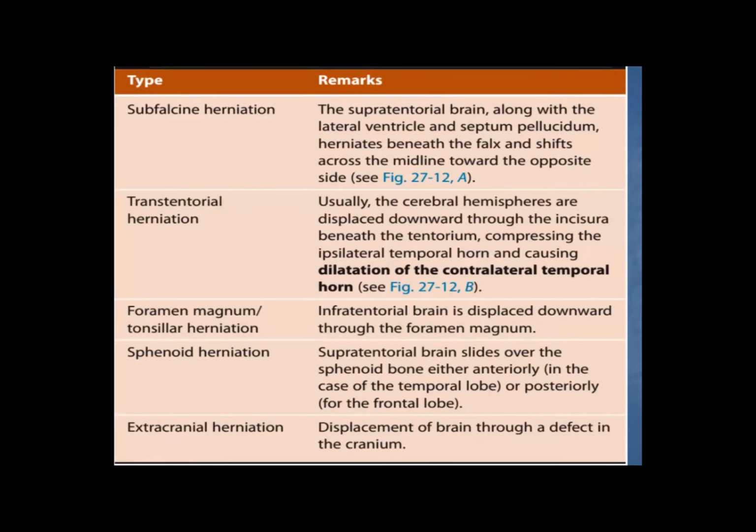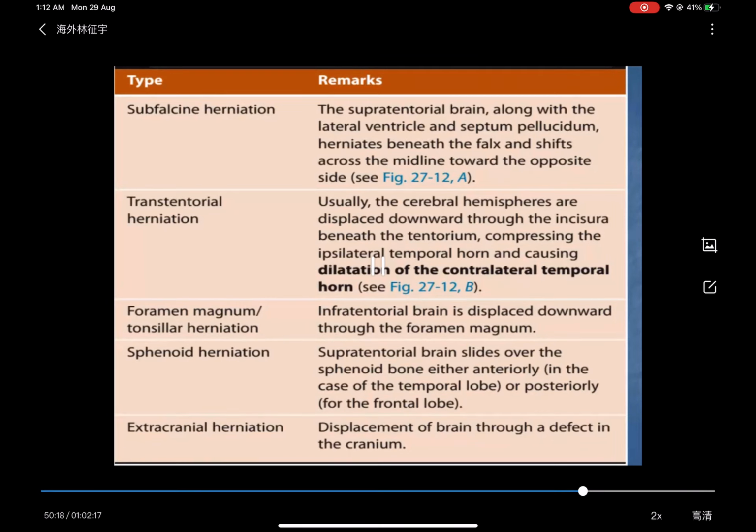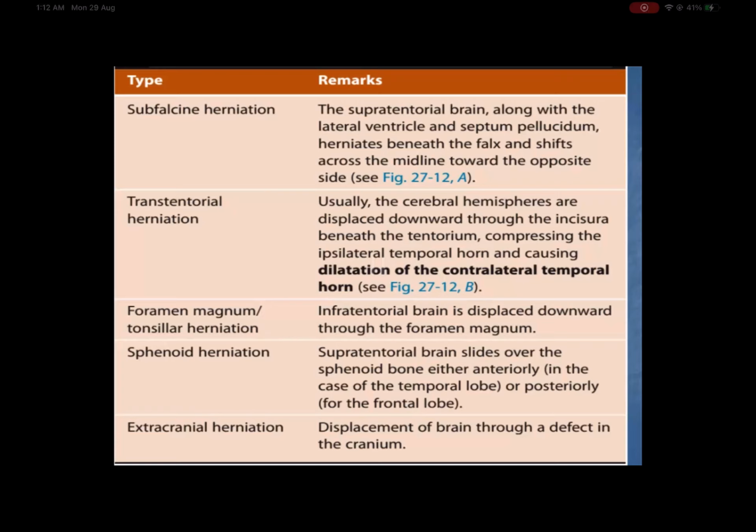The type of hernia is subfalcine herniation. The supratentorial gland, along with the lateral ventricle and the septum pellucidum, herniates beneath the falx and shifts across the midline toward the opposite side. The transtentorial herniation: usually the cerebral hemisphere is displaced downward through the incisura beneath the tentorium, compressing its lateral temporal horn and causing dilatation of the contralateral temporal horn.